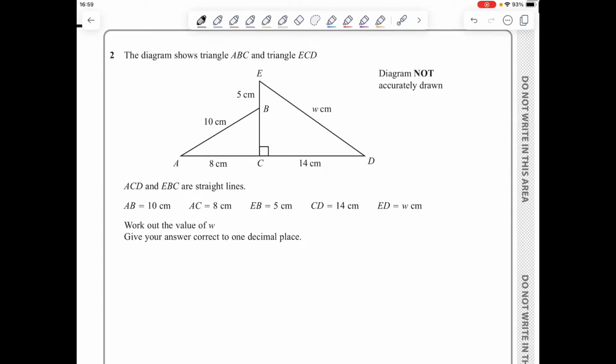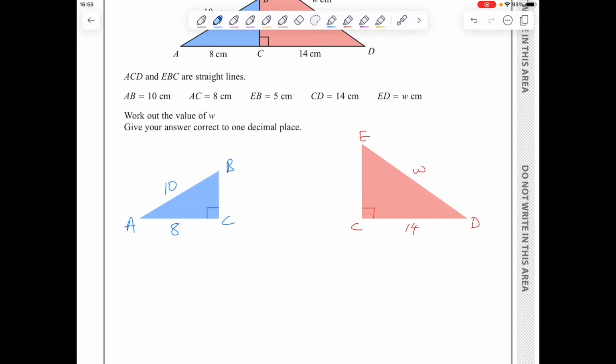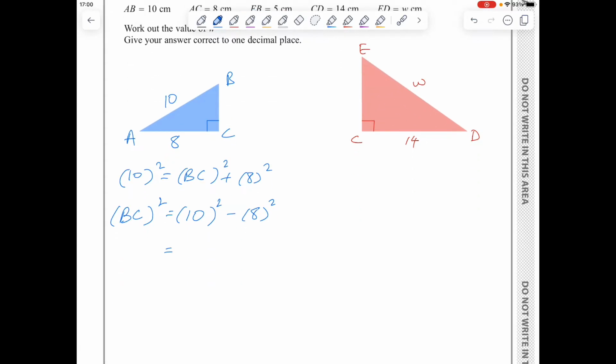For question 2, I have 2 triangles, the blue and the red. Let's separate those 2 and draw them below. I'll start by using the blue one and find the height BC. I'll do that using Pythagoras' theorem. So 10 squared is equal to BC squared plus 8 squared. Let's rearrange. BC squared is equal to 10 squared minus 8 squared. Put that on the calculator and you'll get an answer of 36. So BC is the positive square root of 36, which is equal to 6.